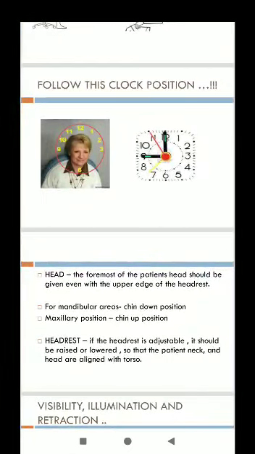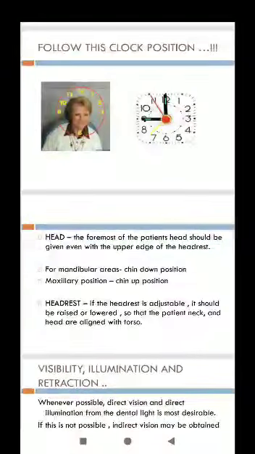The forehead of the patient's head should be even with the upper edge of the headrest. For mandibular areas, the chin position of the patient should be down, and for the maxillary position, the chin position should be up. Now coming to the headrest, if the headrest is adjustable, it should be raised or lowered so that the patient's neck and head are aligned with the torso.